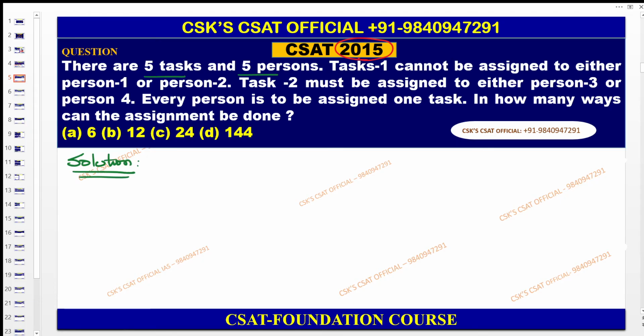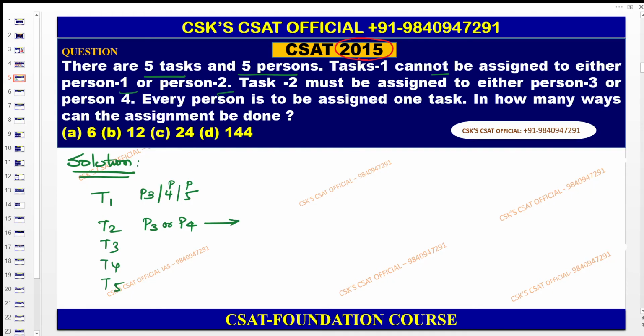There are 5 tasks and 5 persons. 5 tasks: task 1, task 2, task 3, task 4, task 5, and 5 persons. Task 1 can't be assigned to either of the persons P1 and P2. So this job is done by either 3, 4, 5, which means persons P3, P4, P5. Task 2 must be assigned to either P3 or P4. Now try to understand this part. From this itself you can solve this kind of question.